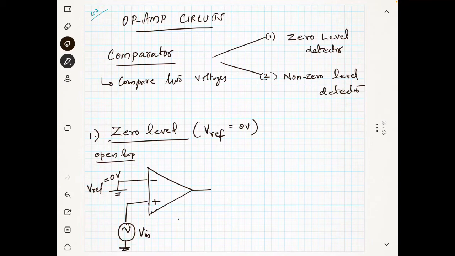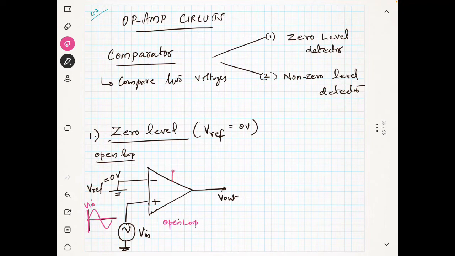That's why it is a zero level detector. We apply our input V in here, and this is your output. Your input can be anything, like a sinusoidal wave or a triangular wave. Let us consider this is the V in. Now the op amp is in open loop, so it may either go to maximum plus VCC or minus VCC.